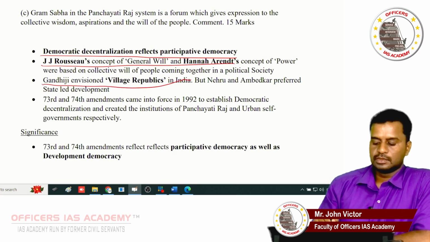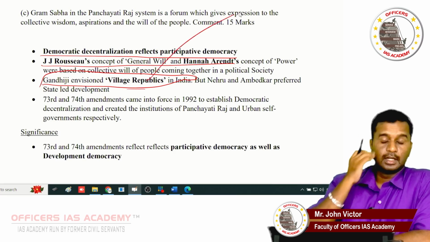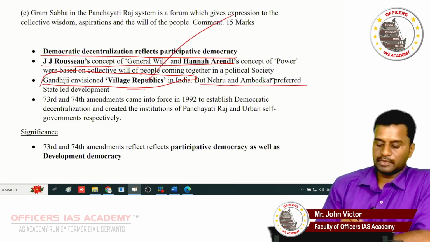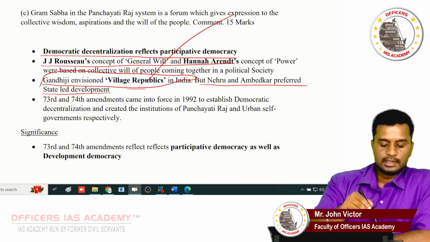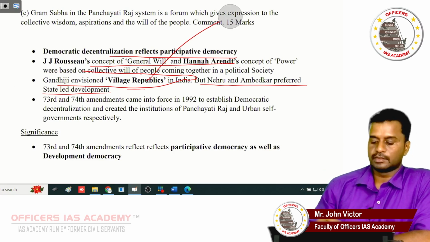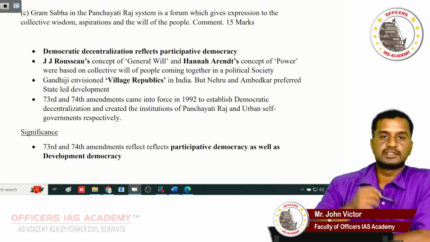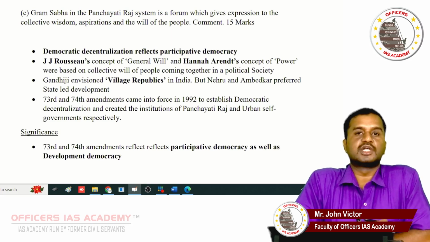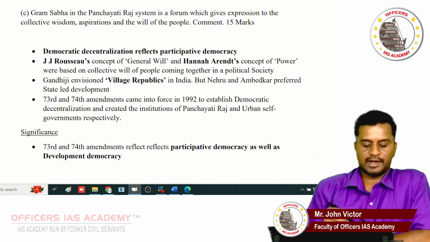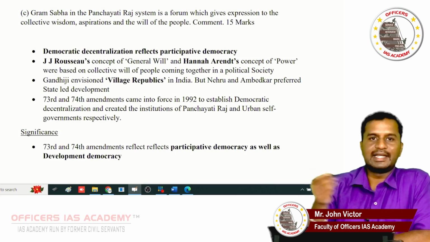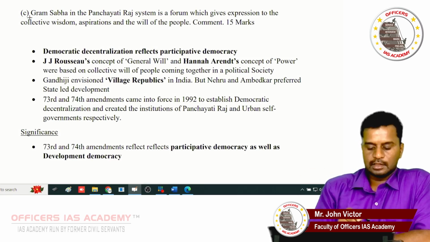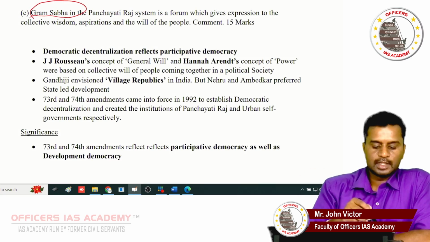Mention Gandhi, the most important scholar. Gandhi envisioned village republics in India. In contrast, Nehru and Ambedkar preferred state-led development. The debates are still going on. According to many scholars, the Panchayati Raj system itself is based on bureaucracy. It is one of the major weaknesses. Instead, Panchayati Raj institutions should be based on the collective participation of the people from the grassroots level. So highlight these points and come specifically to the Gram Sabha.